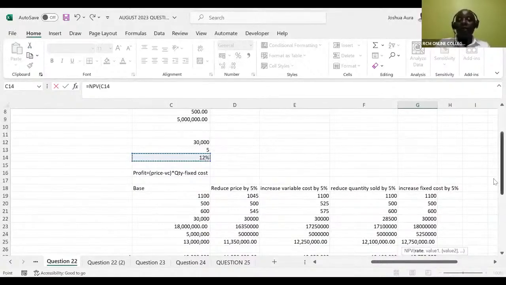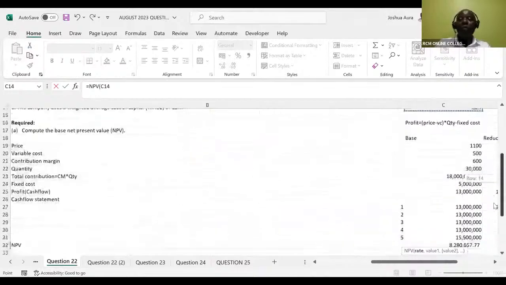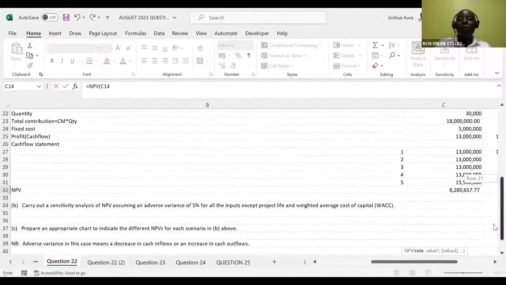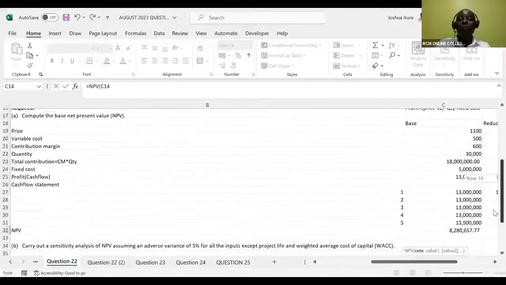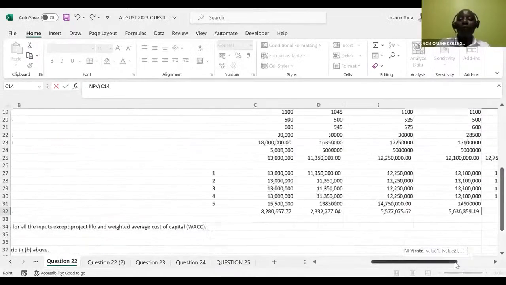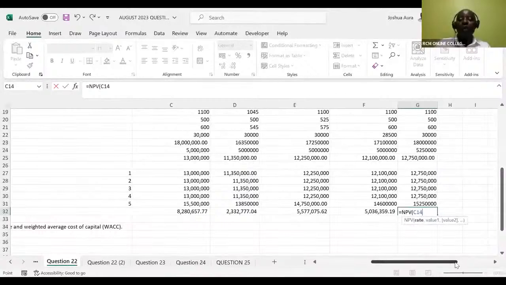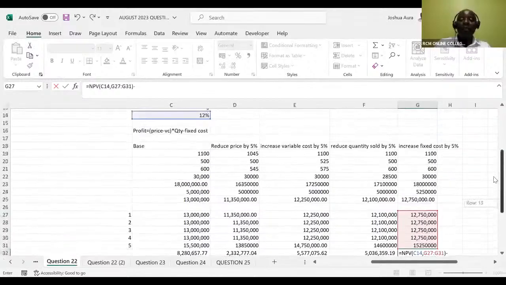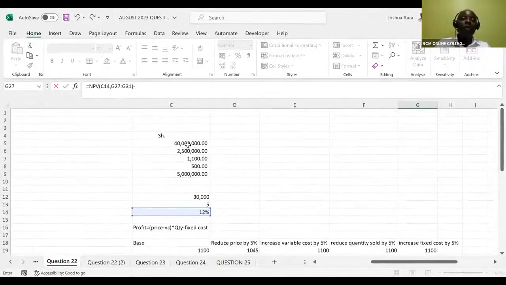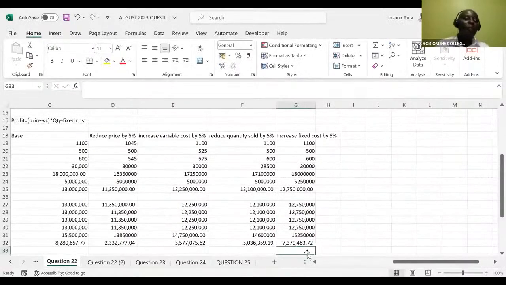And then I come back to my formula, comma, values 1 to value 5. I pick this. After that, ladies and gentlemen, I close and then I say minus. I remember that initial outlay was 40 million, although there's no harm, I can come just back here and pick it at 40 million. This was the initial outlay. And then I should be able to pick it from there. I say enter. So I'm getting this 7.3.